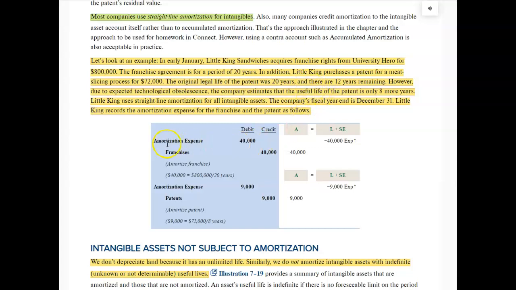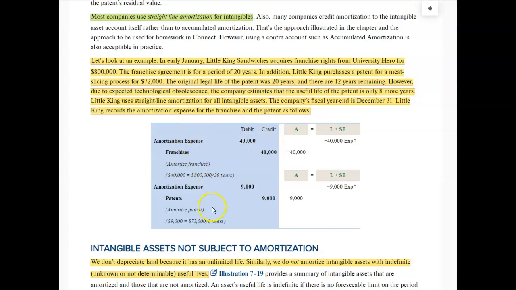Okay. Here are the entries we'll make to amortize these intangible assets. For the franchise, we paid $800,000. It's for 20 years. So divide, $40,000, debit amortization expense, not depreciation, amortization expense, $40,000. And here we do credit the asset account itself. We don't have an account called accumulated amortization. We don't have that. So we do go ahead and credit and reduce the franchise account.